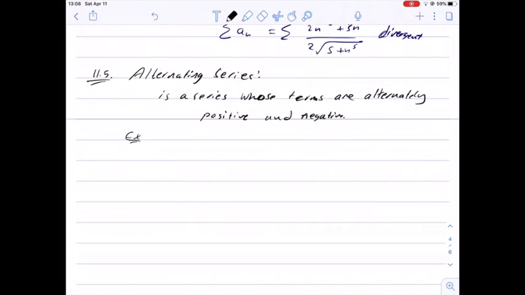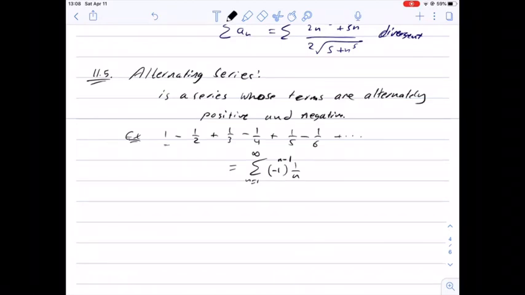For example, 1 minus 1/2 plus 1/3 minus 1/4 plus 1/5 minus 1/6, and on it goes. Now this can be written as the sum from 1 to infinity of 1 over n, but with a sign that is sometimes positive, sometimes negative. So this is -1 to the n minus 1. For example, when n equals 1, we get -1 to the 0, which is 1, a positive value. When n equals 2, we get 2 minus 1 equals 1, and -1 to the power 1 gives the negative sign.